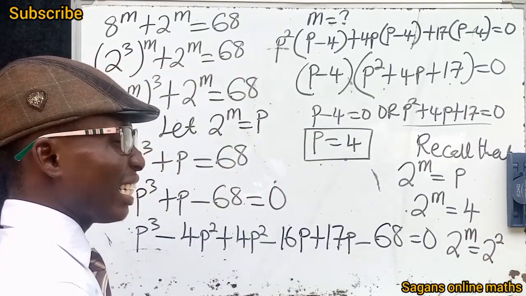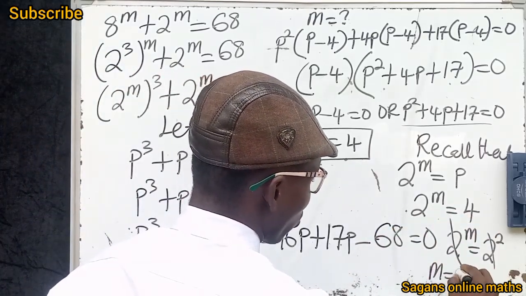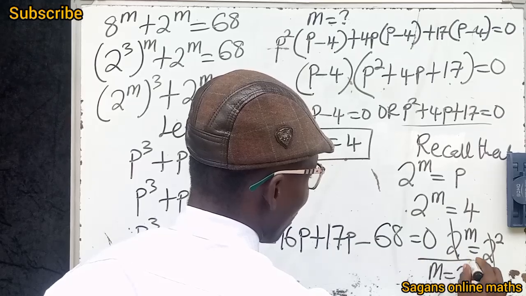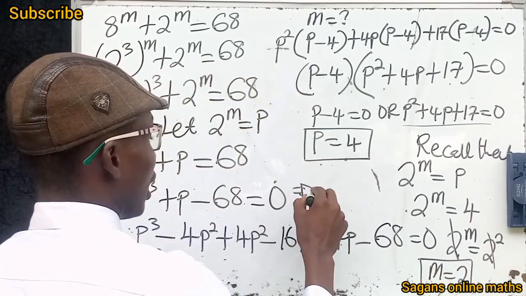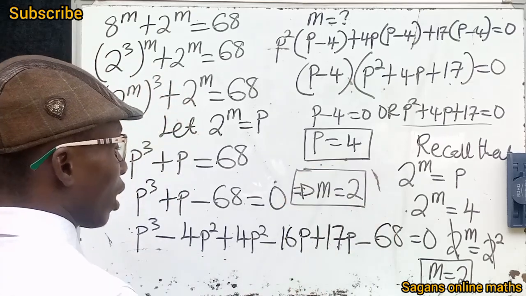Now, since the bases are the same, let's equate the indices. So that means m is equal to 2. This is the value of m, okay? So this implies that m is equal to 2. And this is the solution to this particular problem.